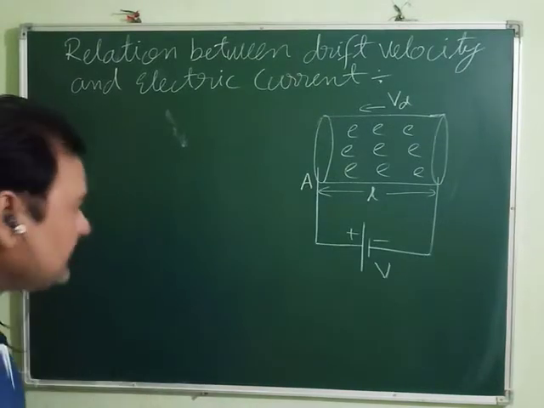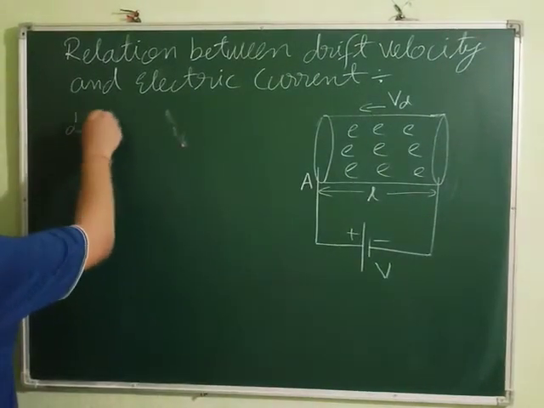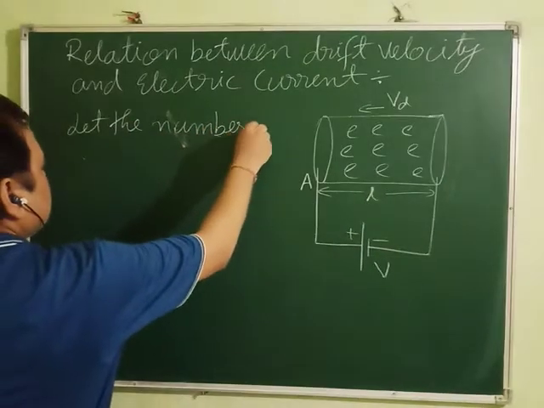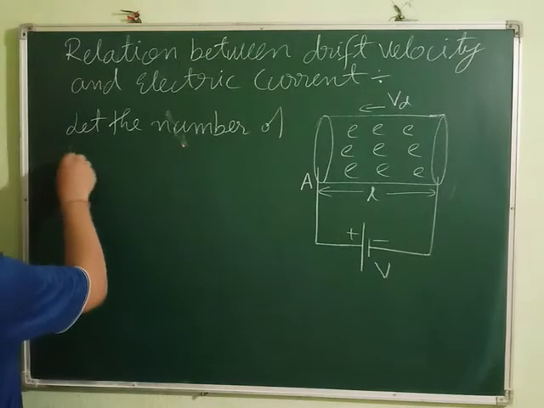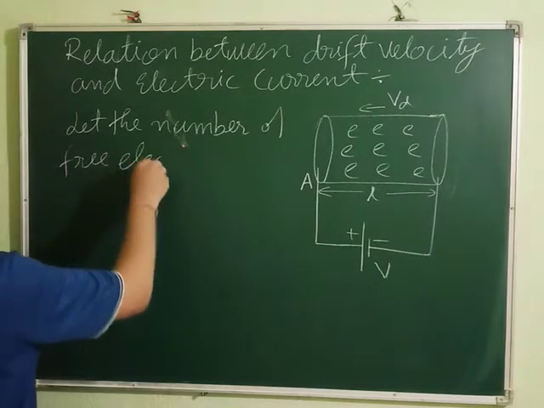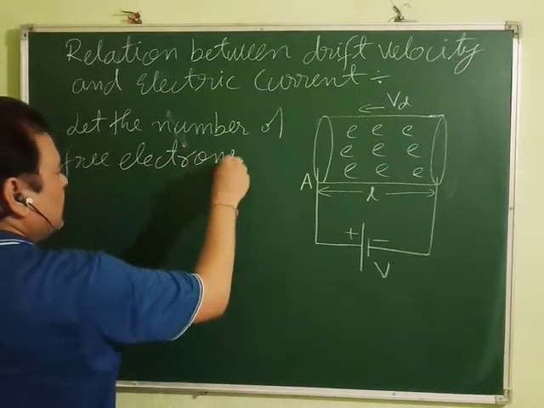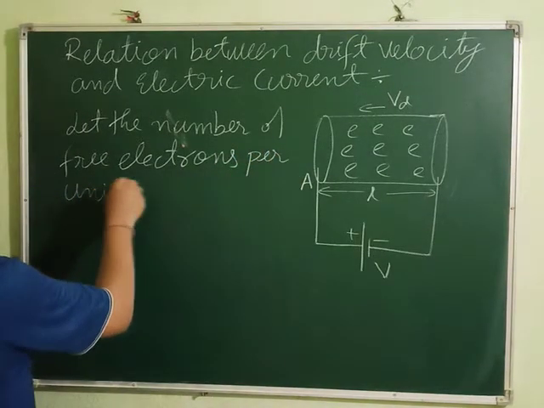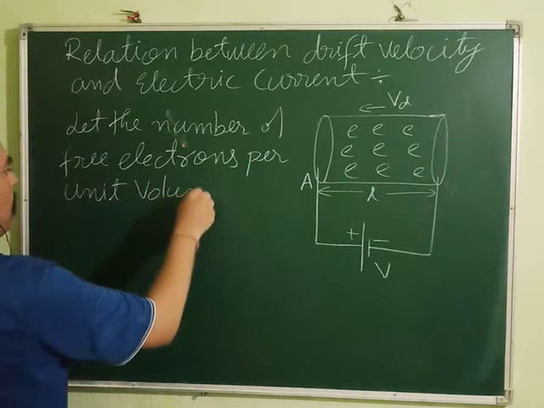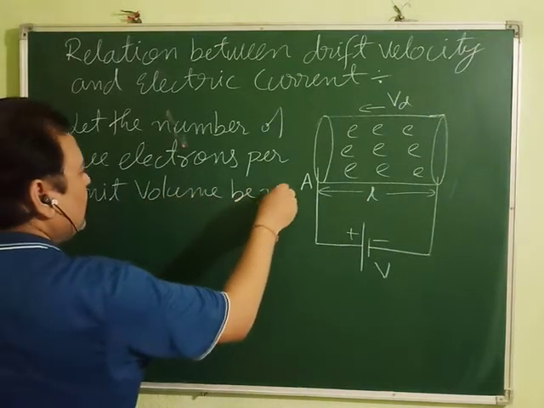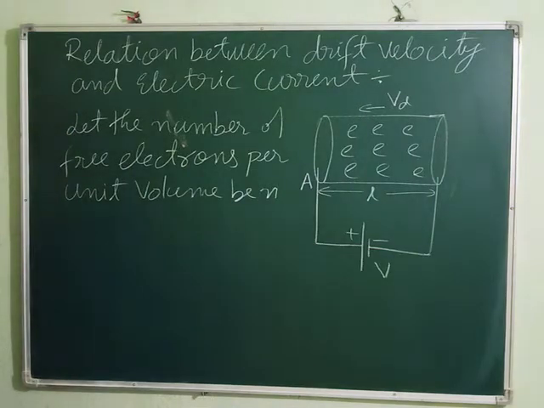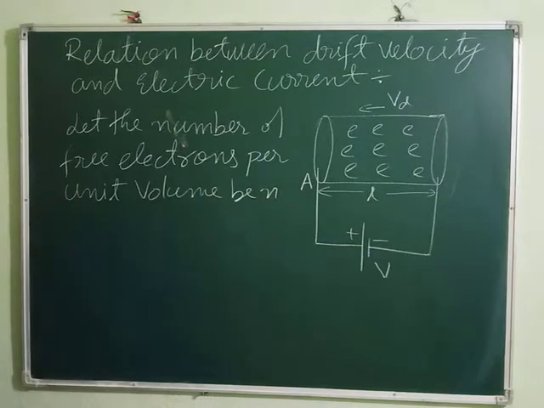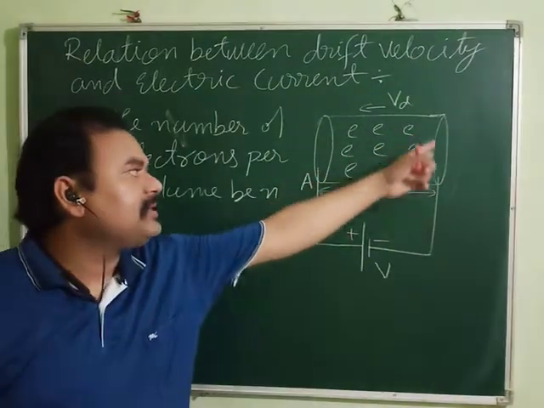Now, let the number of free electrons per unit volume be n. So what we have considered? We have considered that the number of electrons per unit volume is n.